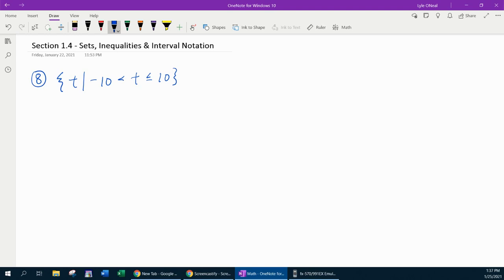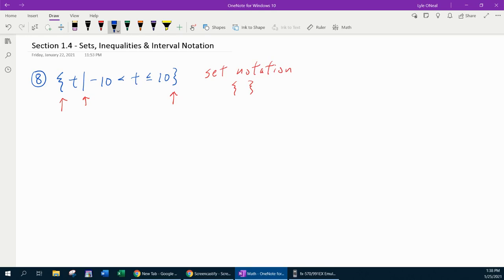So with the braces, let me point those out. With the braces and the vertical bar here, this is what we call set notation. The braces indicate a set. So this would be set notation. What they want us to do is convert this into interval notation.